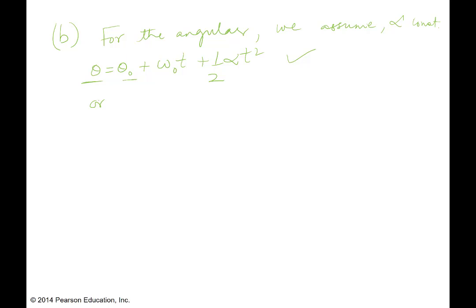You can go ahead and substitute the value in this one. This is easier to do. We have alpha as constant. We already know this value. Do we have time? 2.5 seconds. We can use that. Find the total number of revolutions.